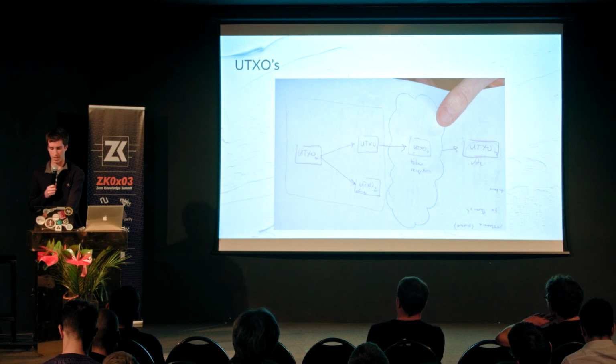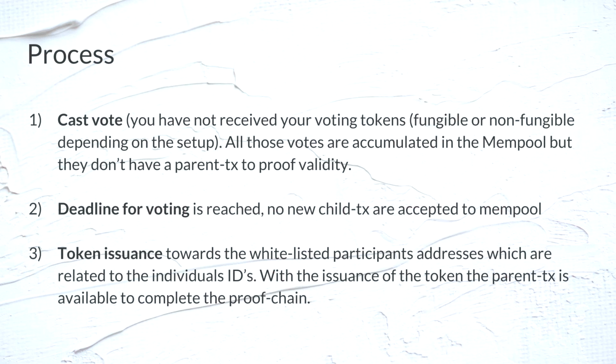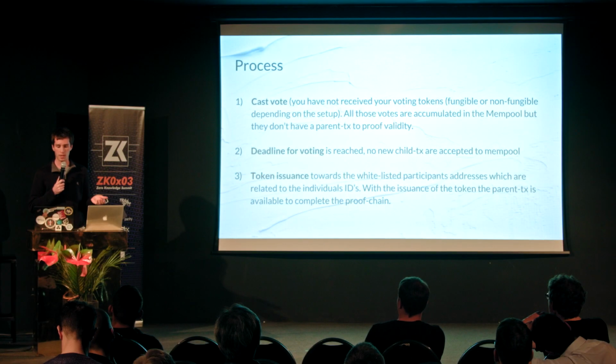That was my little sketch of how TXOs work. Basically, the process would be that you cast your vote before you receive your voting token. If you have a parent and a child, normally in Bitcoin or Zcash, if you submit a child transaction, it just sits in the mempool. It's not a valid transaction yet until its parent comes in, and then all of a sudden it's a valid transaction and it goes through.